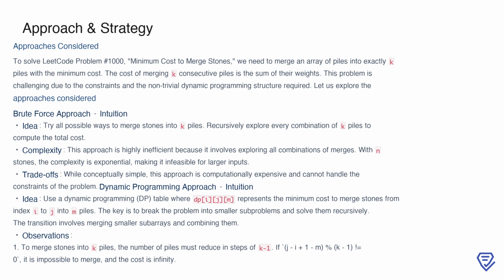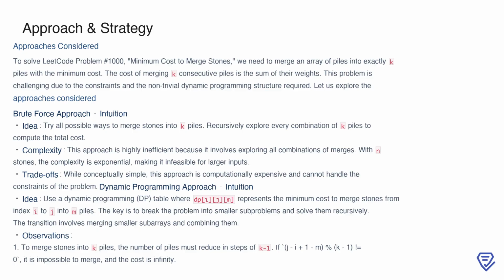Now, turning to a more structured solution, we explore the dynamic programming approach. Here, the idea is to use a DP table where each state, such as DP[i][j][m], stores the minimum cost to merge stones from index i to j into m piles. By breaking the problem into smaller subproblems, we aim to solve each one recursively and then combine the results.